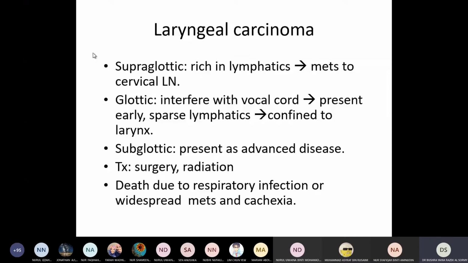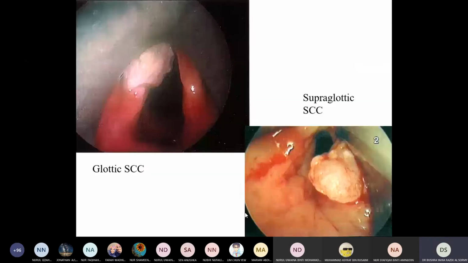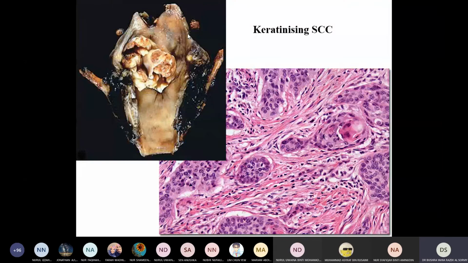Treatment is by surgery and radiation. The death is due to respiratory infection or widespread metastasis and cachexia. So you can see this is the vocal cord and this is the tumor, glottic, and also there. This is the tumor. This is the larynx. They already removed the larynx, and this is the tumor.